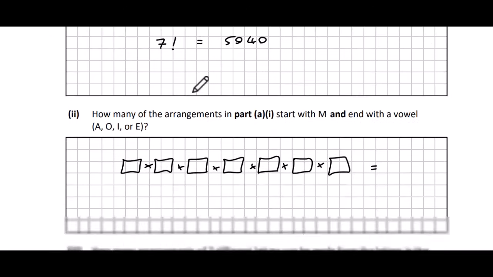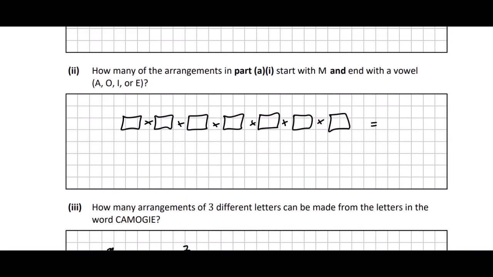Okay, let's have a look at part 2 now. How many of the arrangements in part A1 start with M and end with a vowel: A, O, I, or E? Okay, so I've drawn out 1, 2, 3, 4, 5, 6, 7 boxes, and we're just going to start with the restrictions here. The first restriction is that they must start with M. So if they start with M, then you've only got one possibility for the first letter. If it must end with a vowel, then you must come down here to the end, and there are 4 possibilities out here.